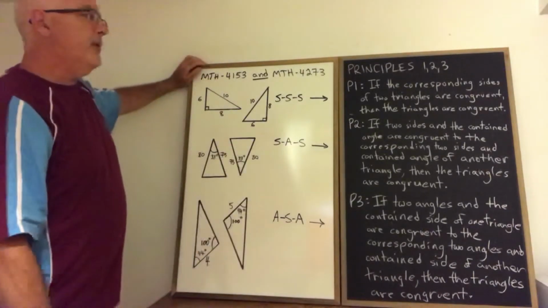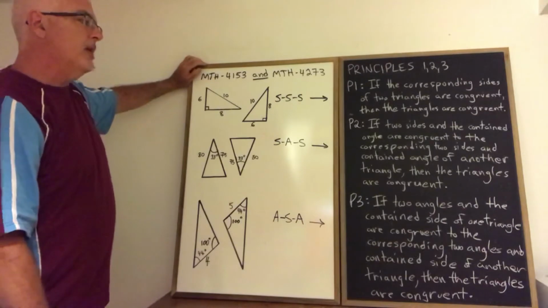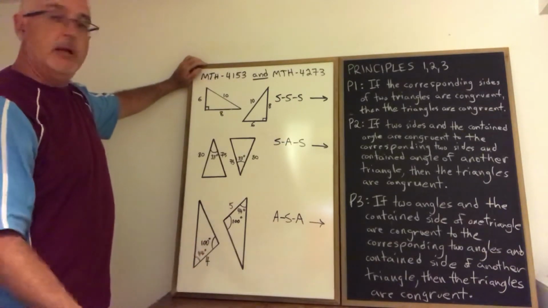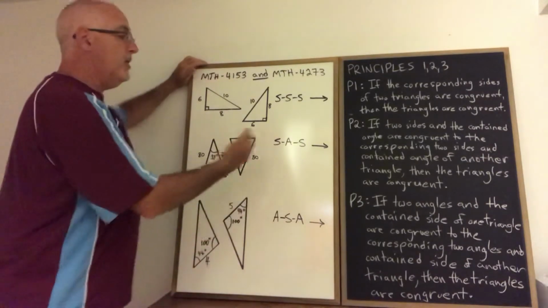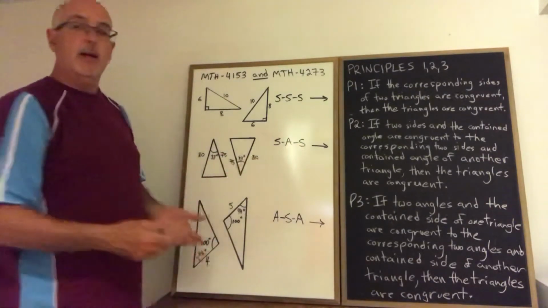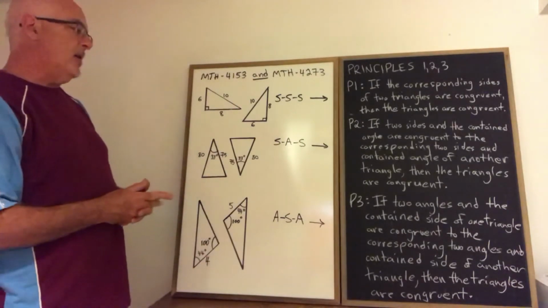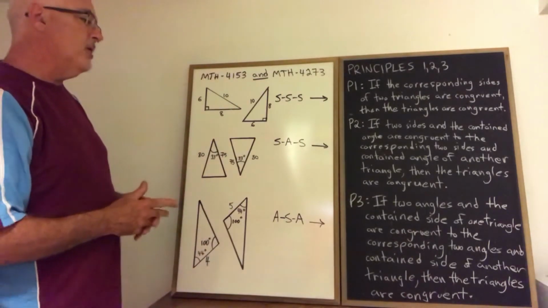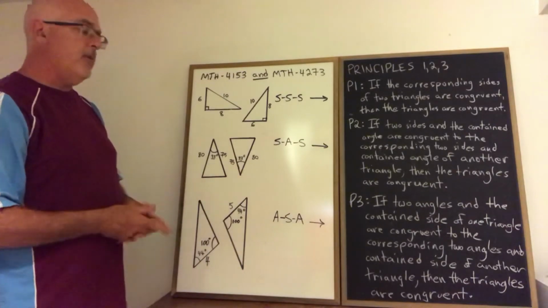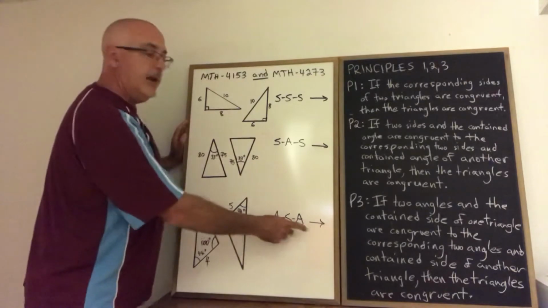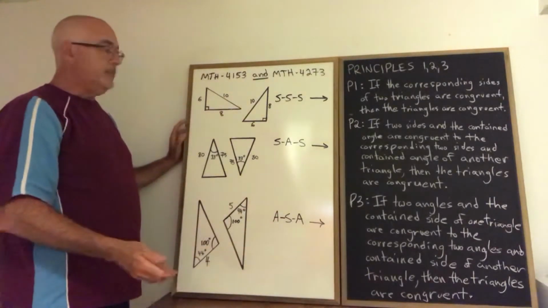Principle 2 says if 2 sides and the contained angle are congruent to the corresponding 2 sides and contained angle of another triangle, then the triangles are congruent. That used to be referred to in my old course as the SAS rule, side, angle, side. Principle 3 says if 2 angles and the contained side of one triangle are congruent to the corresponding 2 angles and contained side of another triangle, then the triangles are congruent. And that is the old ASA rule, angle, side, angle.